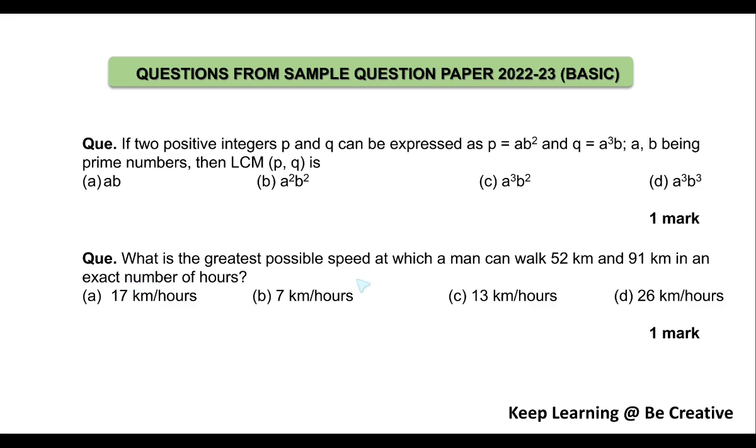What is the greatest possible speed at which the man can walk 52 km and 91 km in an exact number of hours? This question is based on the HCF of the two numbers, and the question was of 1 mark.